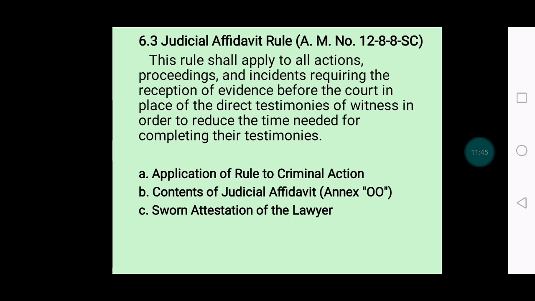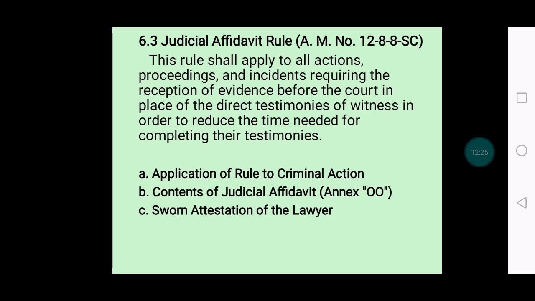Next is judicial affidavit rule. This rule shall apply to all actions, proceedings, and incidents requiring the reception of evidence before the court in place of the direct testimonies of witnesses in order to reduce the time needed for completing their testimonies. Letter A. Application of rule to criminal action. This rule shall apply to all criminal actions where the maximum imposable penalty does not exceed 6 years.